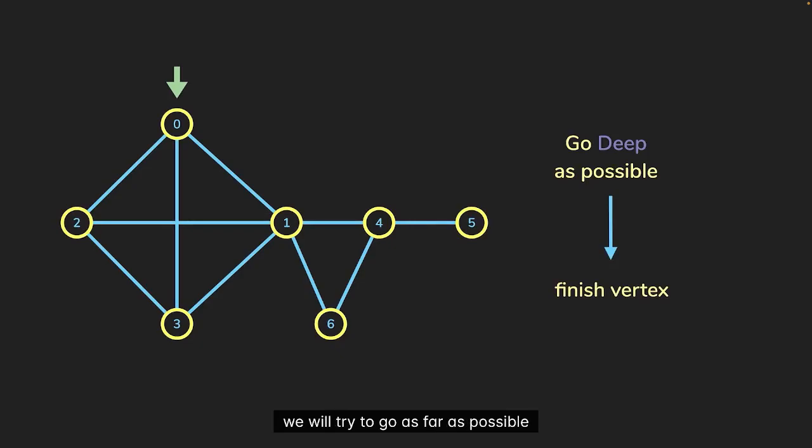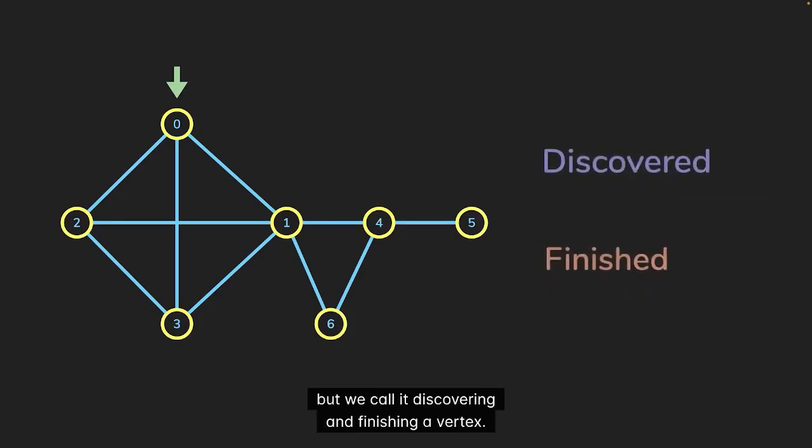as far as possible, and when there's nothing new to discover, finish the node and retrace your steps to find something new. It's a bit similar to the concept of exploring for breadth first search, but we call it discovering and finishing a vertex. So we're going to color it purple for discovered and orange for finished, similarly to what we did with breadth first search.